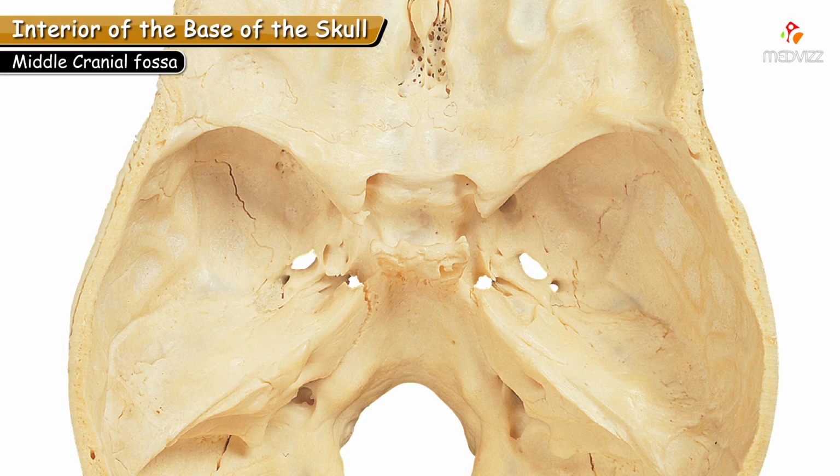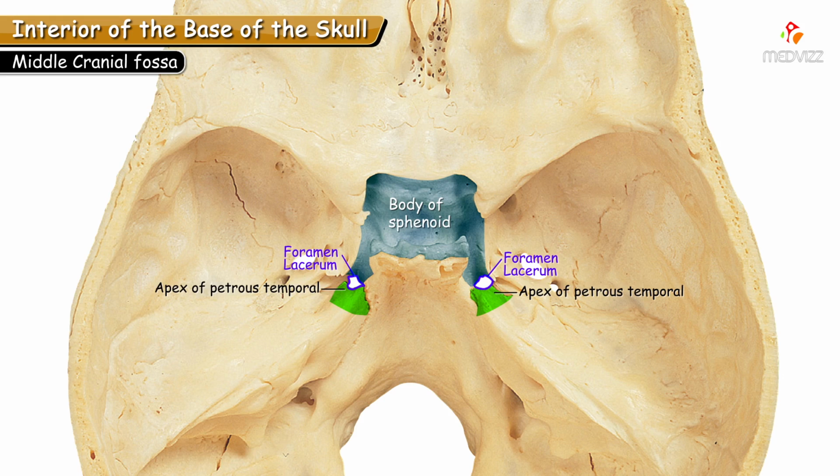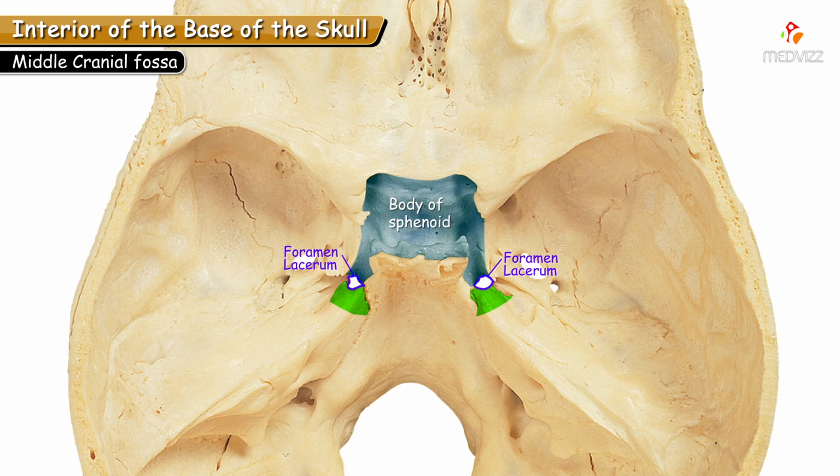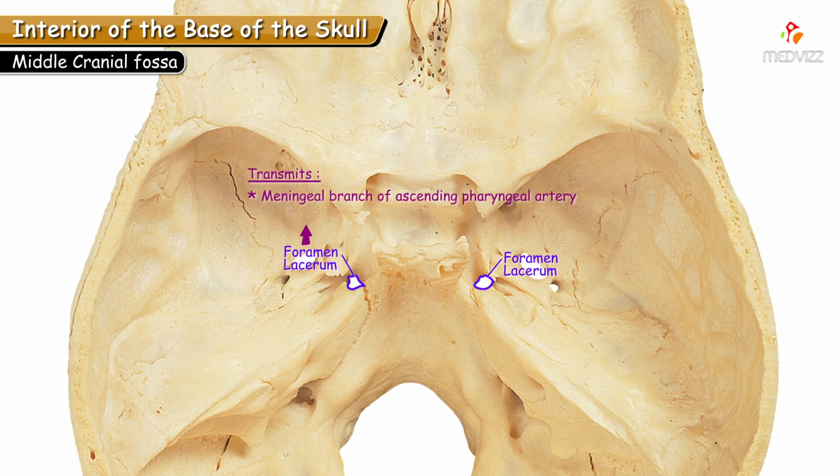Now let's talk about foramen lacerum. Lacerum means irregular. So this is an irregular foramen which is present between the body of the sphenoid and the apex of the petrous temporal. If we trace the medial end of the petrous temporal, it gets narrowed to form the apex. Foramen lacerum transmits only 2 structures. One is the meningeal branch of the ascending pharyngeal artery and the other one is an emissary vein. And in the living, this foramen lacerum is filled with cartilage.